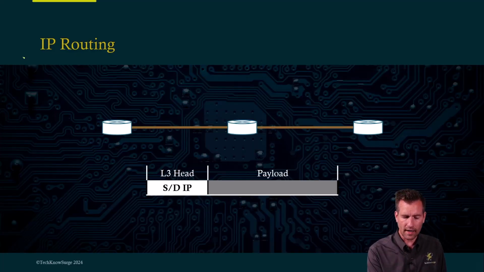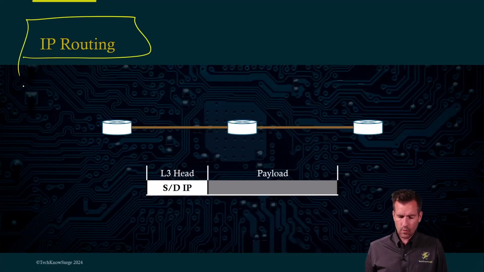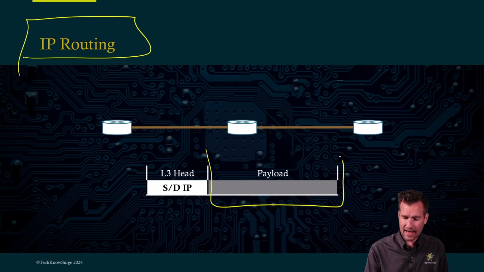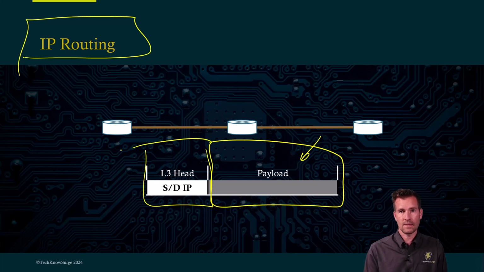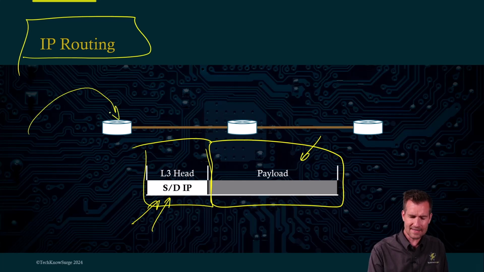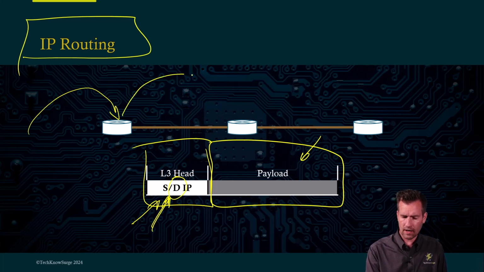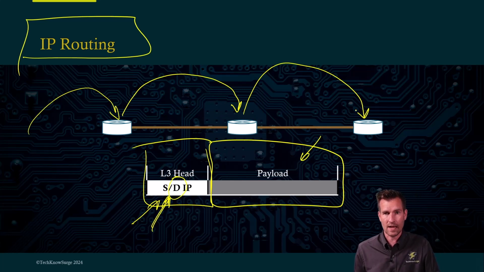Let's take a look at regular IP routing. Here we have a packet. The packet has some sort of payload to it, some sort of information that it's carrying, as well as the layer 3 header here. Within the layer 3 header, we have a source and destination IP address. So when a router receives that packet, it can take a look at the destination IP address and figure out where it needs to send it next, the next hop. And then that router sends it to the next hop and along its way.